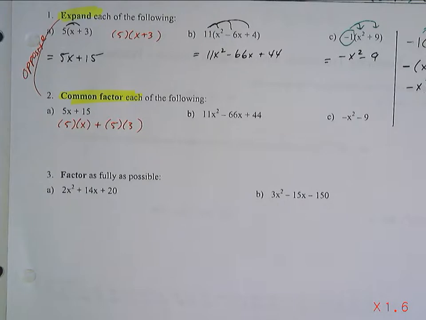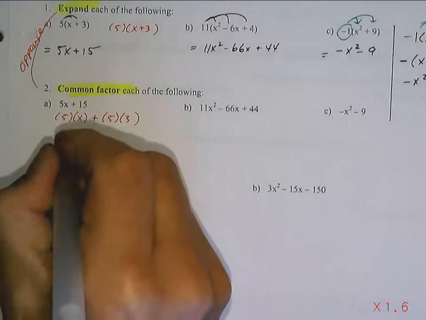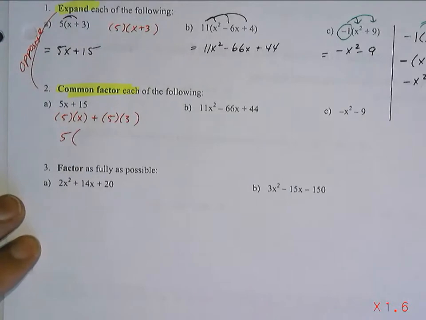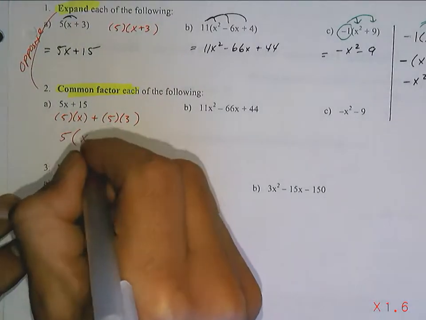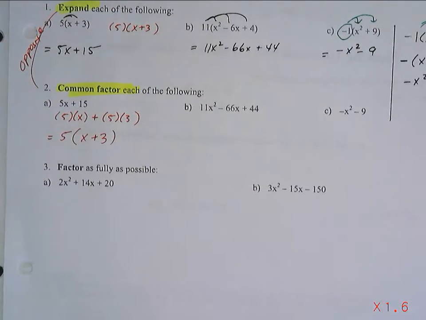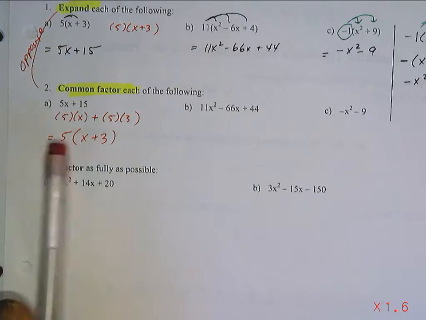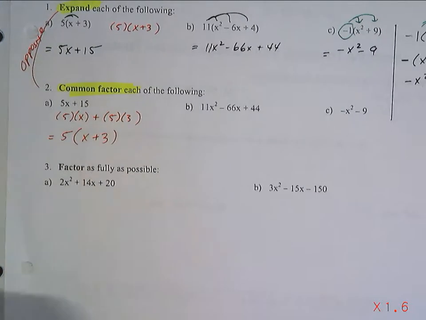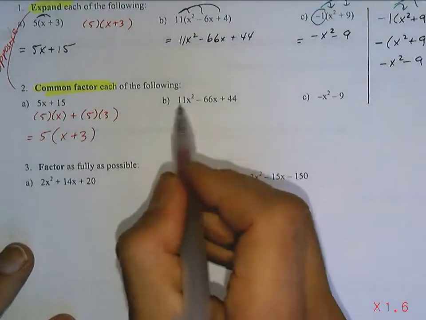You take out what they both have as a multiple, this 5, and you put it on the outside, and you say, okay, well, if they both have a 5, we'll just put it out there, and what we're left with is x plus 3. And what that means is the 5 goes to the x and the 5 goes to the 3, which means it's really 5x plus 15. And that's common factoring.